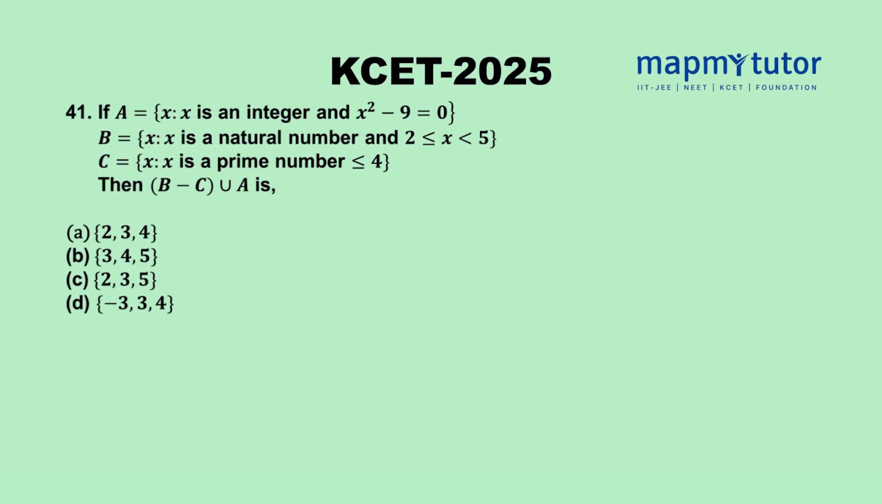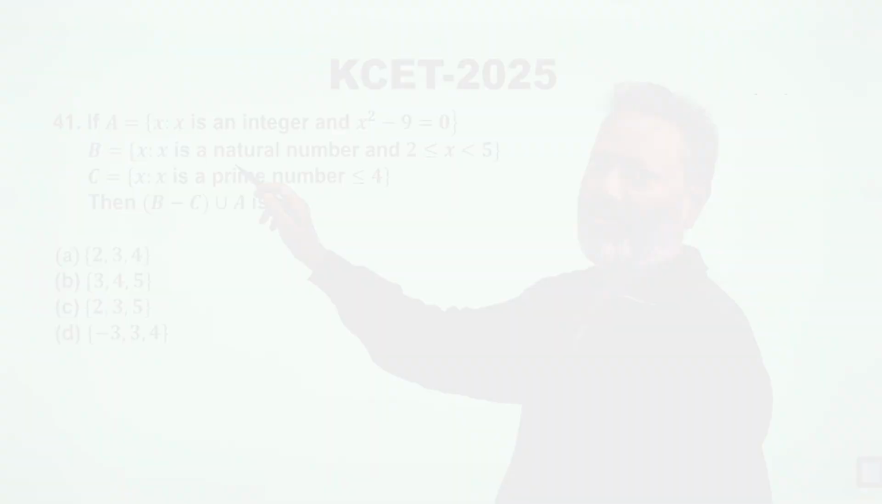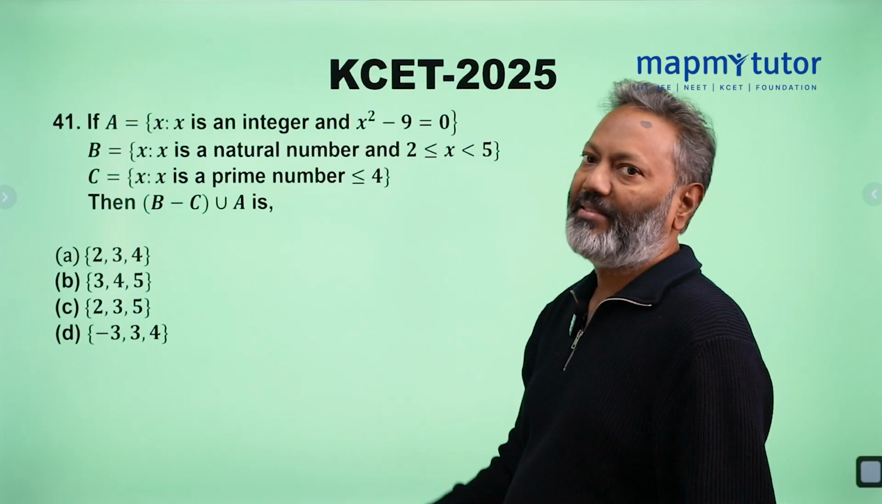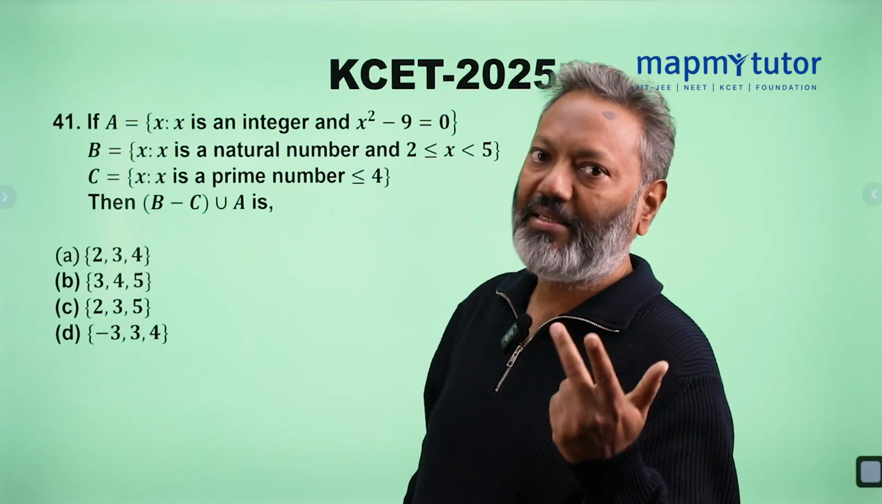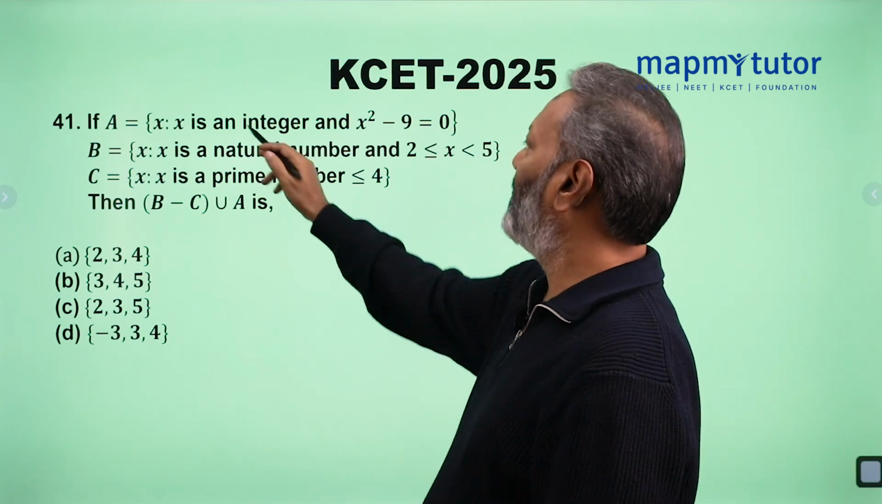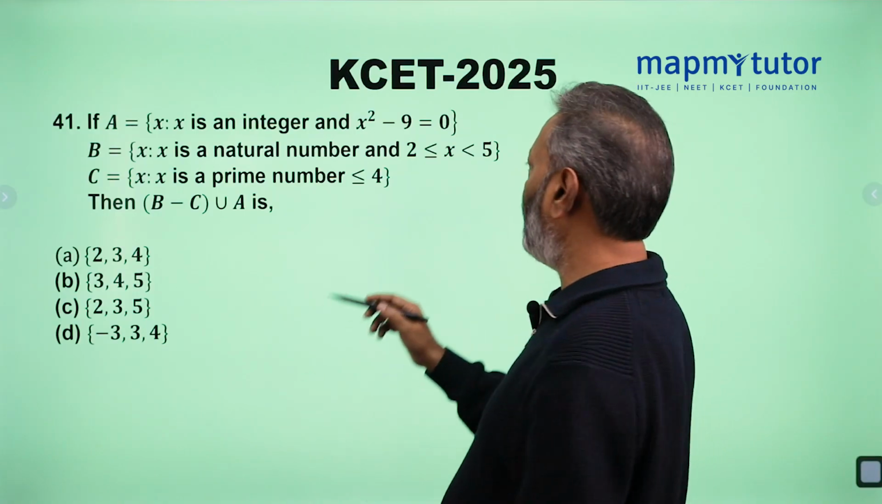A, B, C are 3 sets. And what is this set form called? Sets have 2 forms. One is roster form. The other is set builder form. This is given in set builder form because a definition is given.